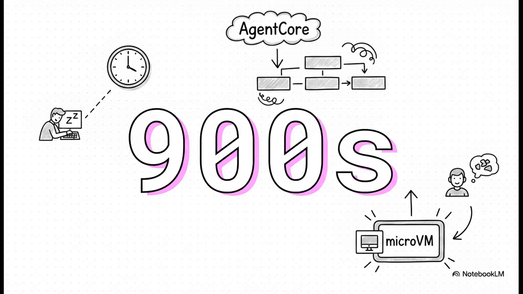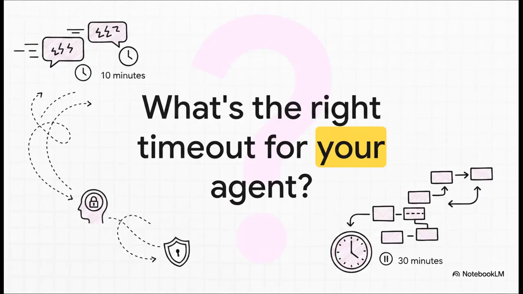But here's the key. The user can come back, type a new message, and pick up right where they left off. A fresh new microVM will just spin up for them seamlessly. And this leads to a really critical question you have to ask yourself as a developer. What's the right timeout for your agent? It totally depends on what you're building, right? Is it a quick back-and-forth chatbot where maybe 10 minutes of inactivity means the conversation is over? Or is it a long-running data processing job that might need to sit idle for, say, half an hour between steps? You get to tune it perfectly for your needs.